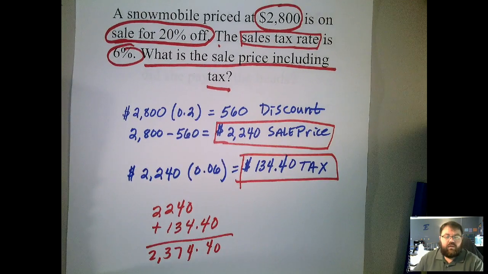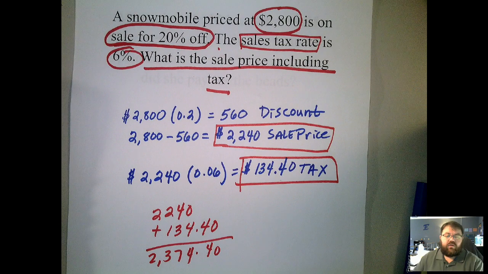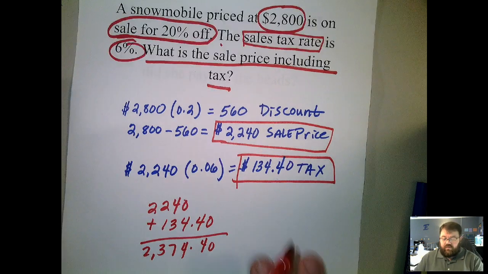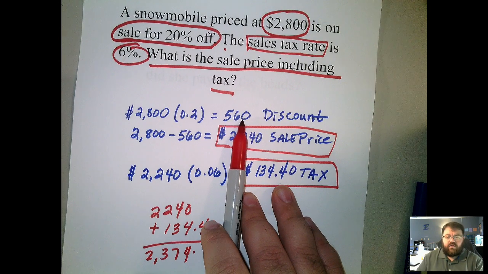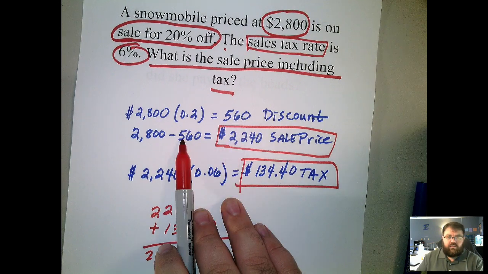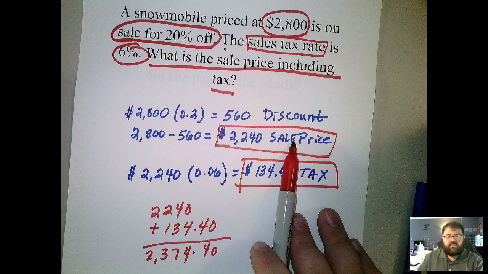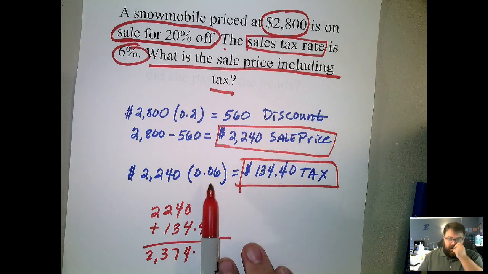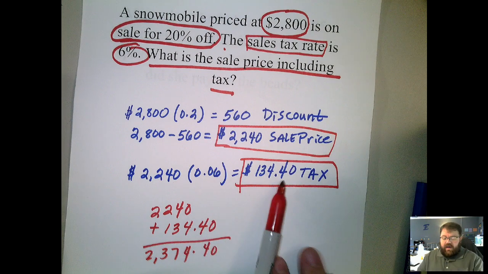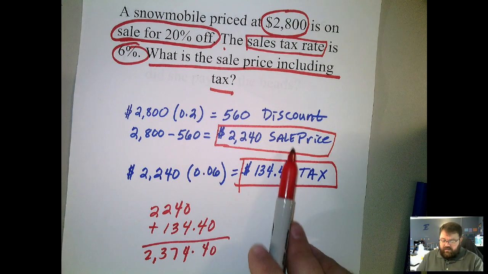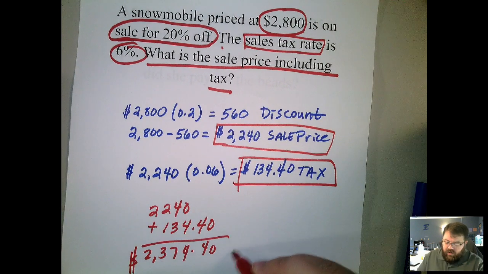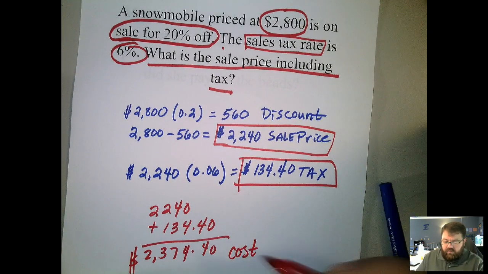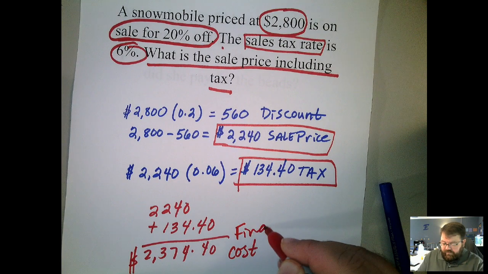Okay, after you did that, let's go through what we did. First, I calculated what the discount was. Then I subtracted the discount to get the sales price. From the sales price, I multiplied it by the tax rate. After I got the taxes, I added the sales price and the tax together to get my cost, or final cost.